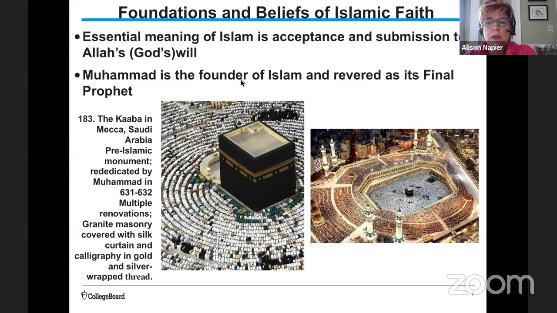So Muslims live their lives according to the revelations in the Quran. They profess the faith to one God. They submit to prayer 5 times a day. They give alms to the poor. And if possible, they try to make this pilgrimage to Mecca once a year.